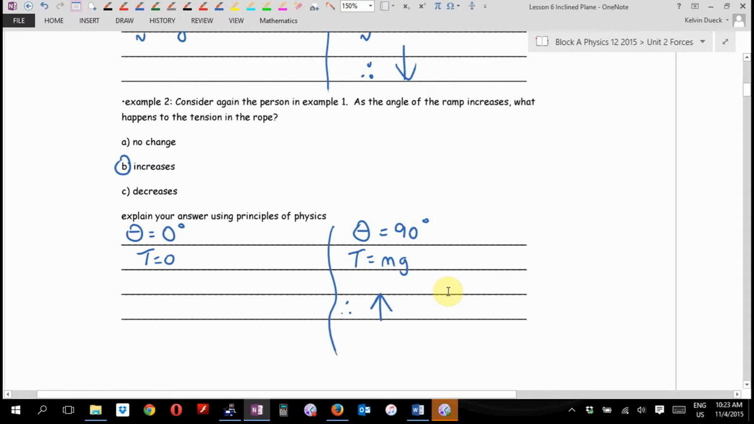So what we're noticing then is as the angle gets higher, normal force gets smaller, which would also mean friction force gets smaller since friction is mu times the normal force.